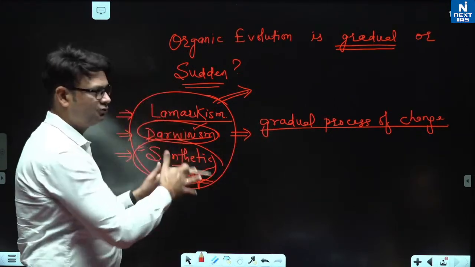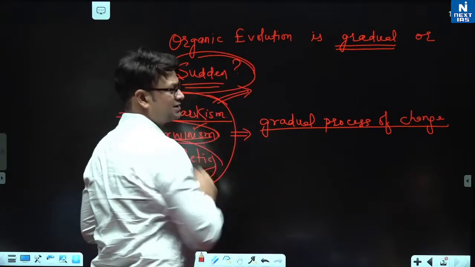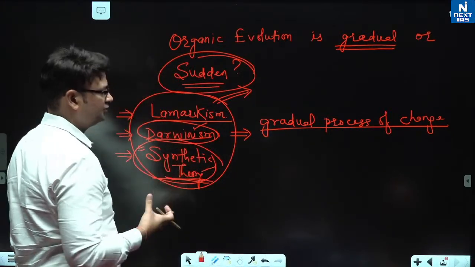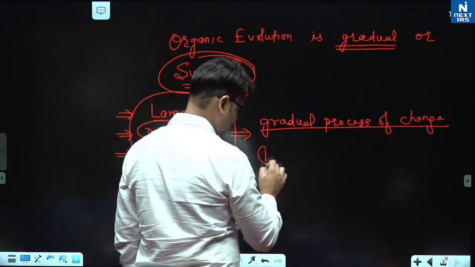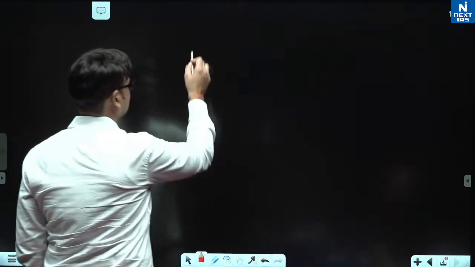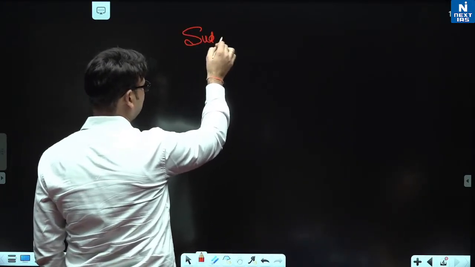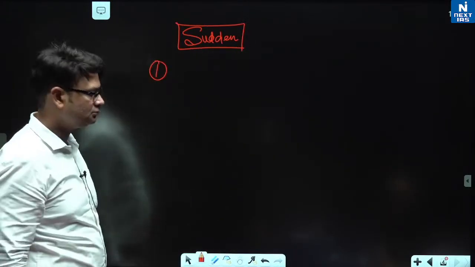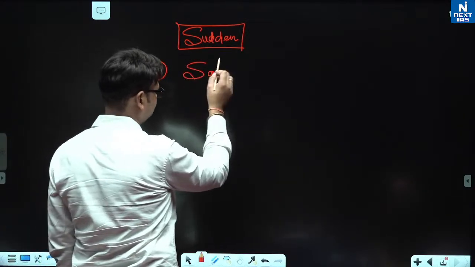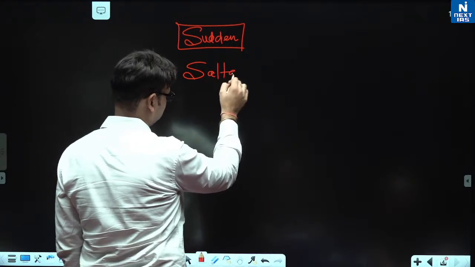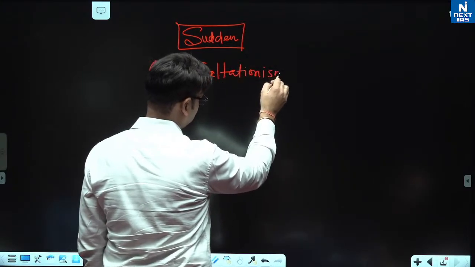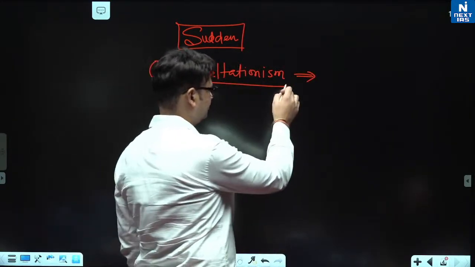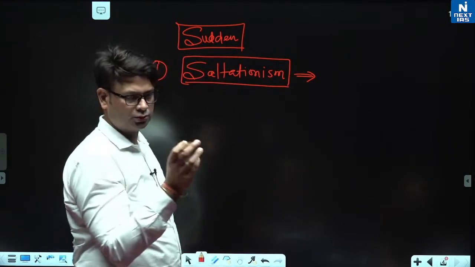There is a parallel line of thought that says that evolution is sudden. Okay, what are the proponents of this school? So first, who says that organic evolution is a sudden change. First and foremost is saltationism. Saltationism, this is a kind of belief which is parallel to Lamarckism.